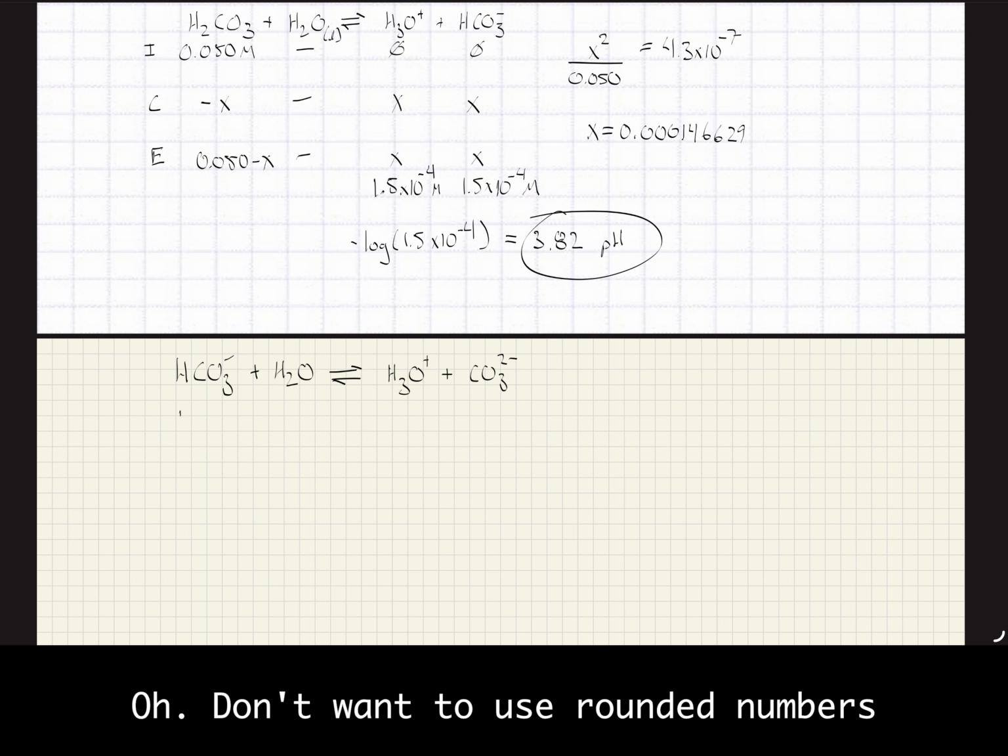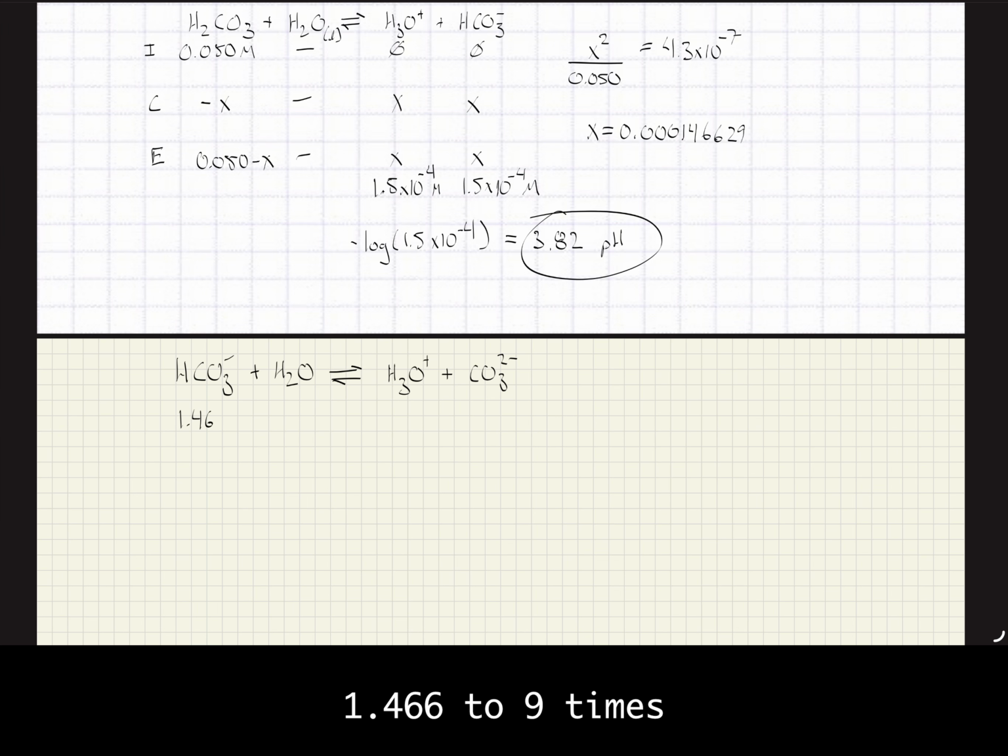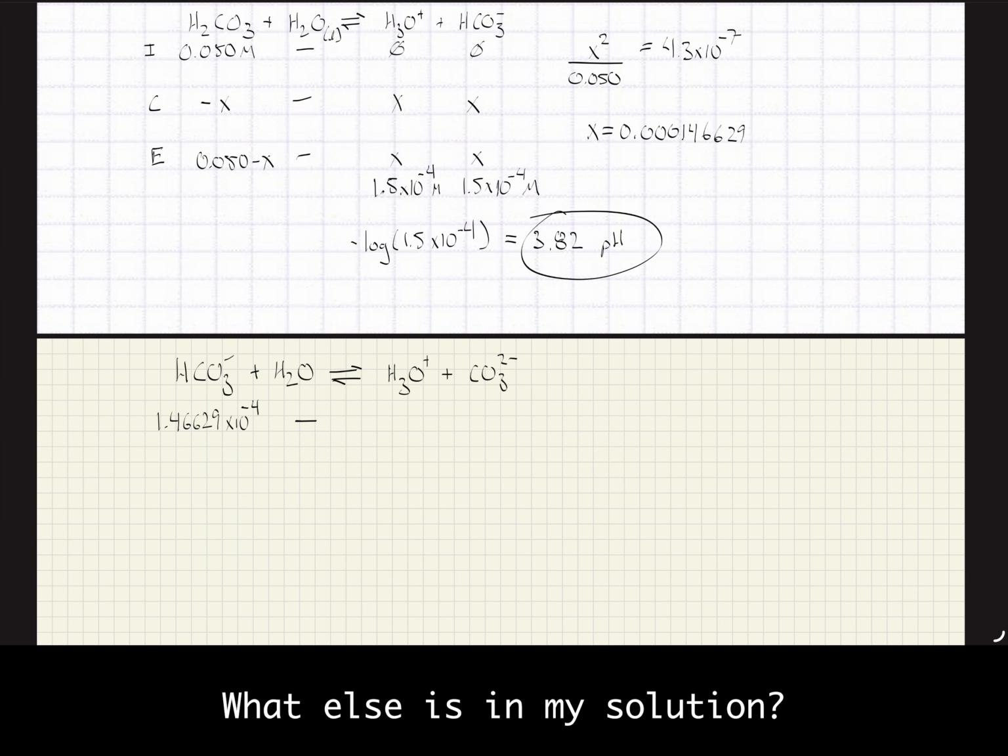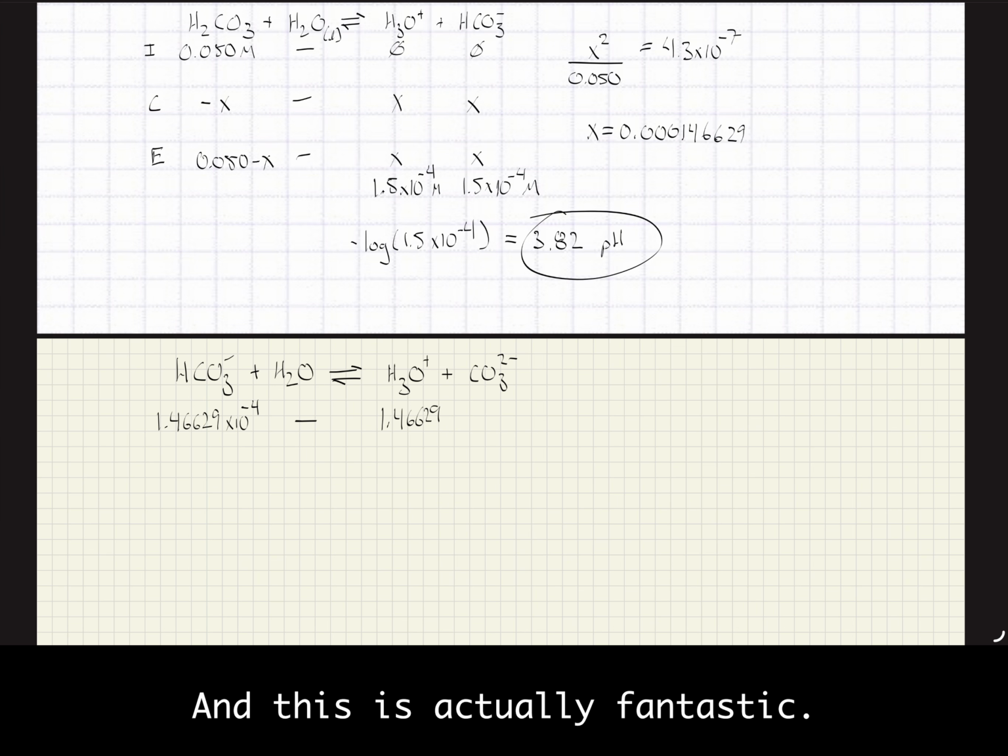Oh, don't want to use rounded numbers. 1.46629 times 10 to the negative 4. We ignore water. What else is in my solution? H3O plus. How much? The exact same amount. And this is actually fantastic. You'll see in a second why.